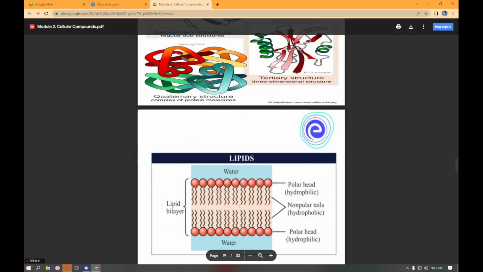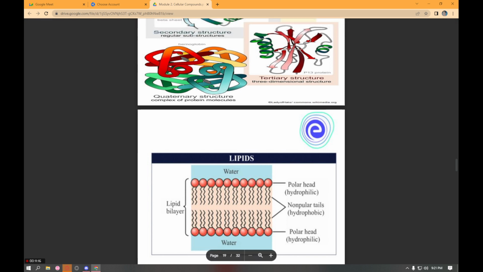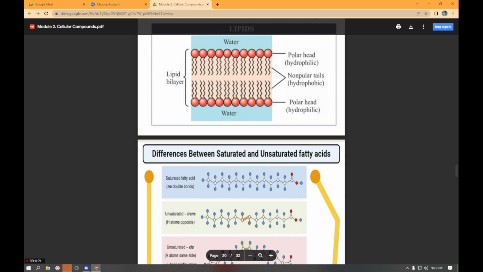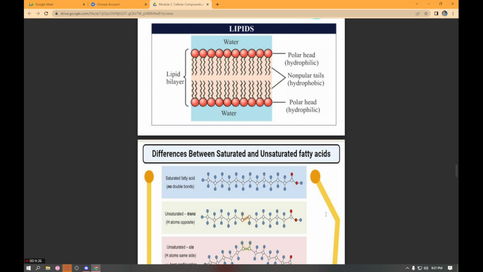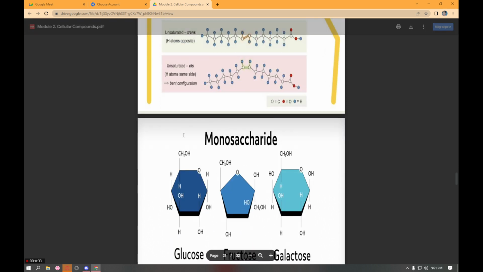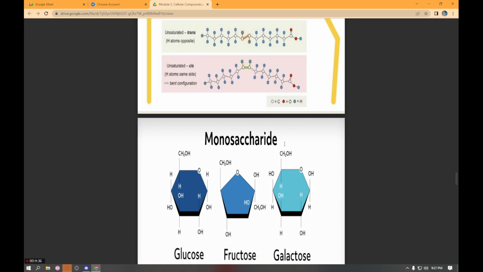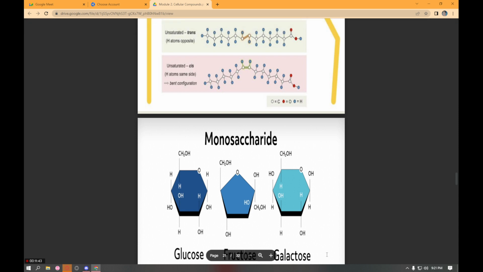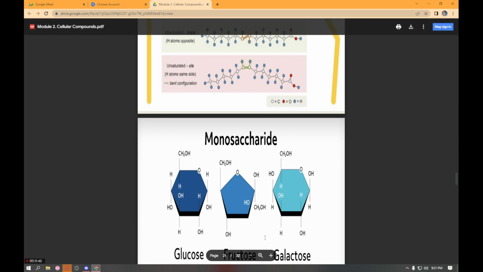How about the lipids? Your lipids are found in your cell membrane, made up of a lipid bilayer. Your lipids are made up of saturated and unsaturated fatty acids. These will be elaborated in our upcoming lessons. The monosaccharides are under the carbohydrates: glucose, fructose, and galactose. They are called monosaccharides, which means they are the monomer of carbohydrates, but mostly what is used is glucose.